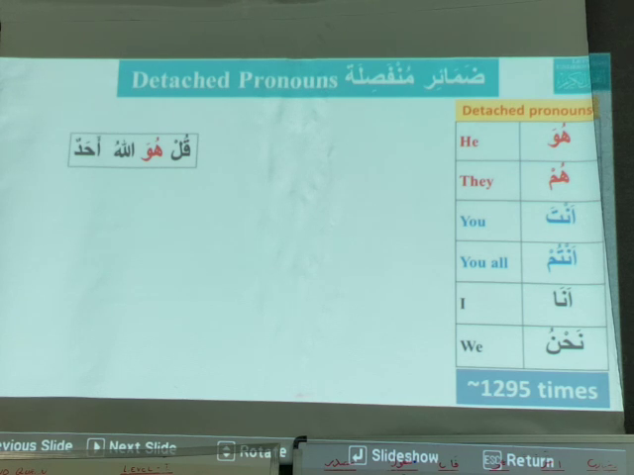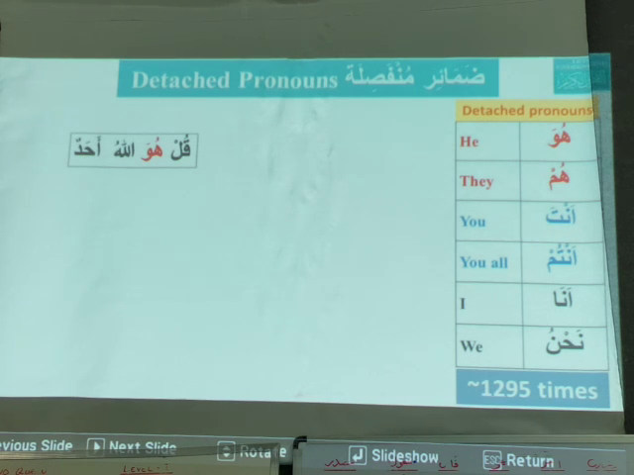For example, if I say Muhammad comes to class every day. Then I will say he is a very good student. He learns a lesson. So that he, when we repeat, is referring to Muhammad. So he is a pronoun here. So a pronoun is used in place of a noun. Similarly, there are pronouns in Arabic also.